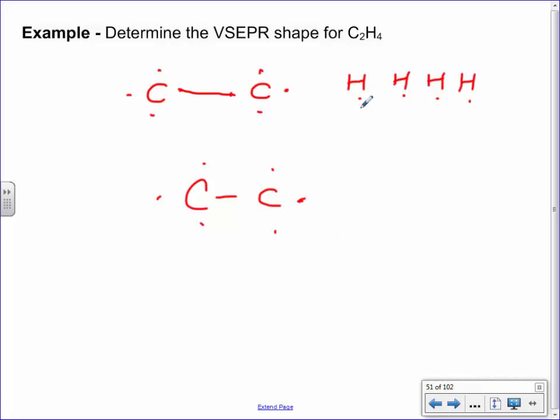Now, there's supposed to be 4 hydrogens, right? So, I guess why don't I put 1 hydrogen right here? Maybe let's go 1 on the opposite side. Why don't I put another hydrogen right here? We'll put another one on the opposite side. I think I've now used everybody up, though.